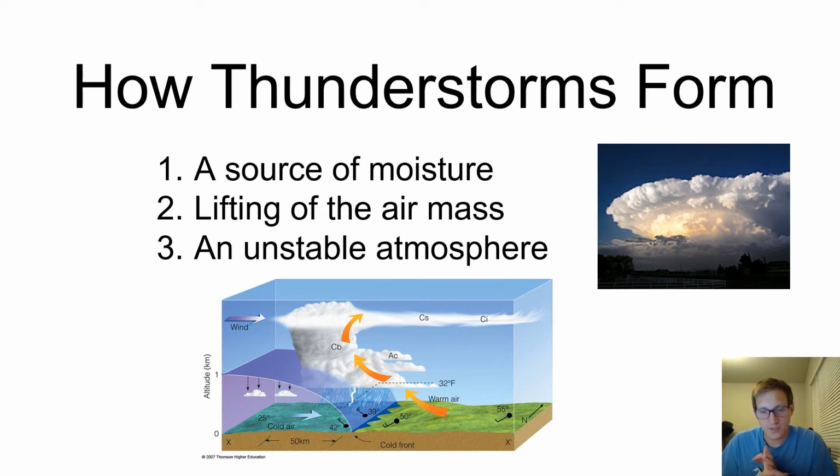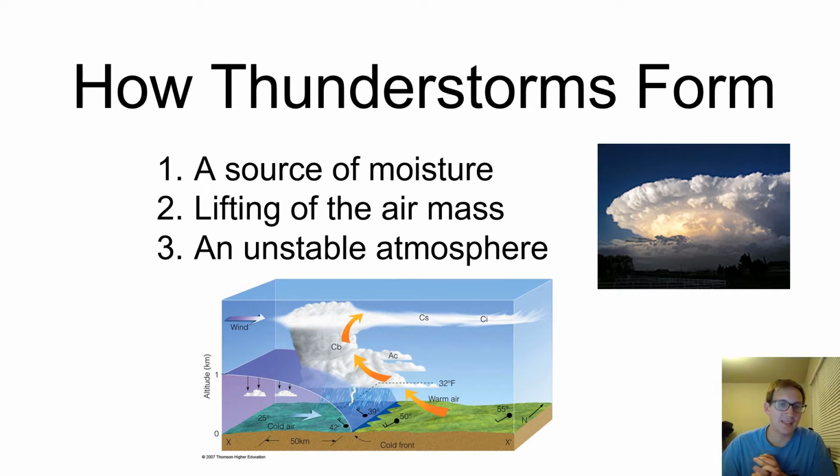You'll see me refer back to these three things for thunderstorms multiple times throughout this video. That's because it's important to have all three in order to create a thunderstorm. So number one, you need to have some source of moisture, whether that be from lakes or from the ocean, but some source of moisture in the air.